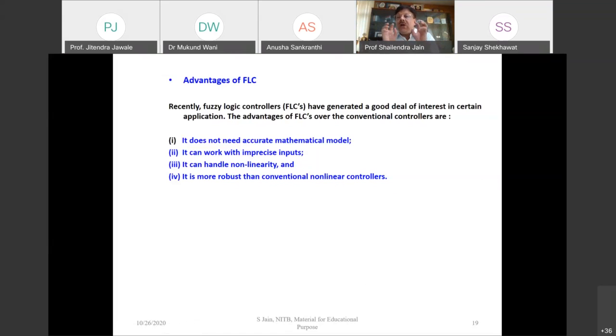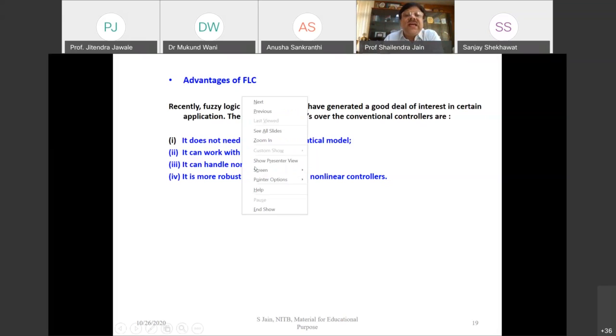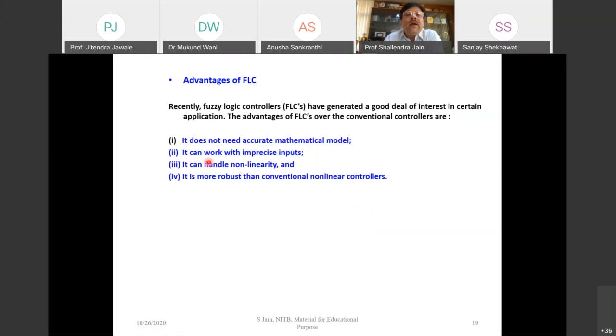So that means make a rough model, make a crude model, and based on your learning or experience, apply the control and check the decision making. It can work with imprecise input. If your inputs are not precise, it can handle non-linearity, and that is what we are talking about. All power electronic systems are non-linear, and it is more robust. In some cases, it is proved that fuzzy control is better than the conventional control and more robust.